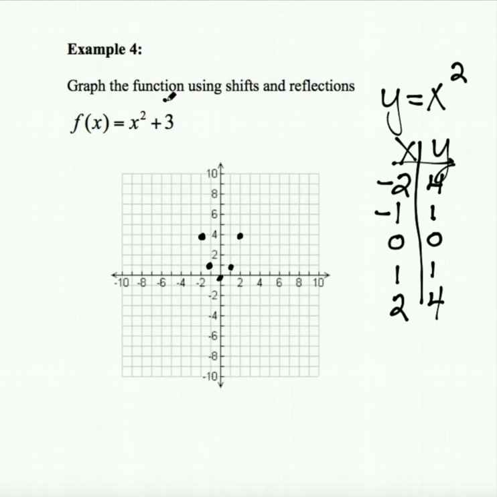Now we have to look at what this plus 3 is going to do. Well, we know that this plus 3 is on the outside, so that's going to be a transformation up 3 units. Okay, so since I've already graphed 5 points of my basic x squared function, I can simply take those 5 points and just shift them all up 3. So this first point here is going to go up 3. So I'm going to take, actually, let's take my negative 2, comma 4, and take it up 3 units.